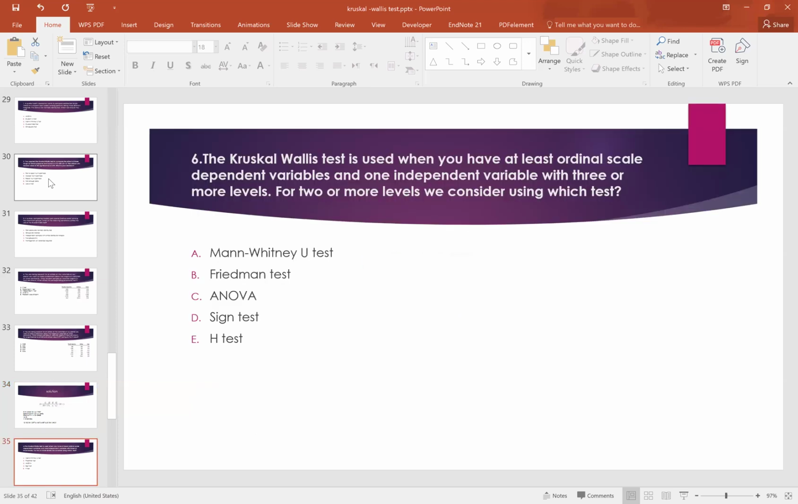The Kruskal-Wallis test is used when you have at least an ordinal scale dependent variable and 1 independent variable with 3 or more levels. For 2 levels, we consider using which test? Mann-Whitney U test, Friedman test, ANOVA, sign test, and H test. Yes, it's A, Mann-Whitney test.